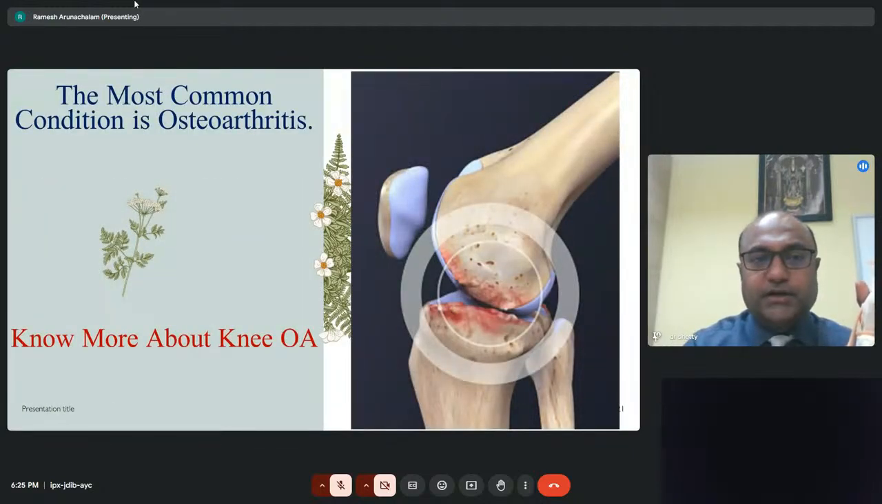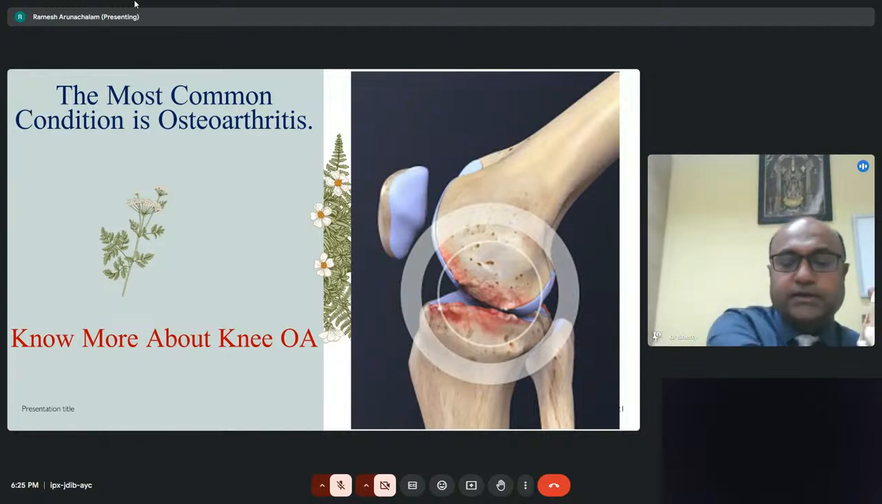So let's talk about osteoarthritis in more detail. As we discussed, where the cartilage is completely worn out is what we call osteoarthritis. Next slide.